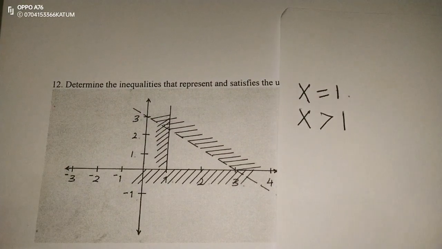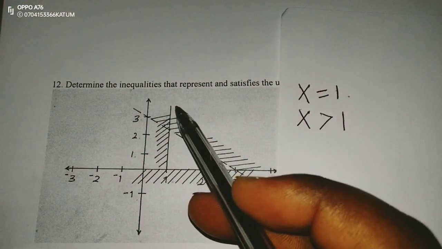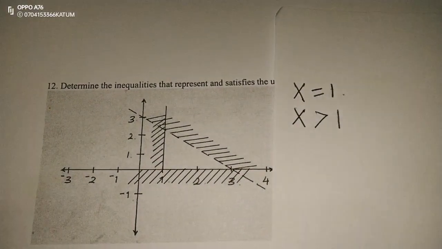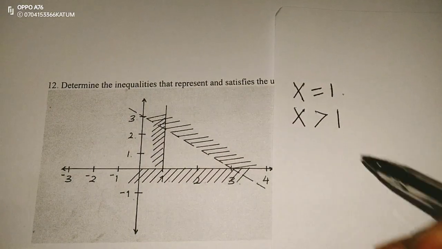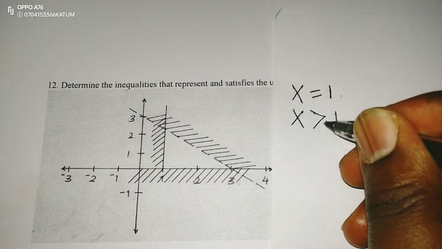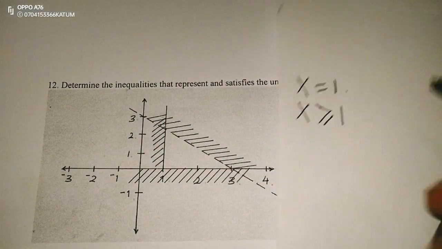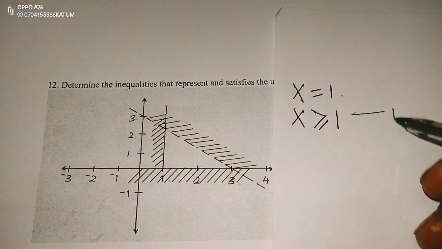And something else we should know: because the line is complete, it is not a dotted line, then apart from greater than, x is also equal to 1. So this is the first inequality.